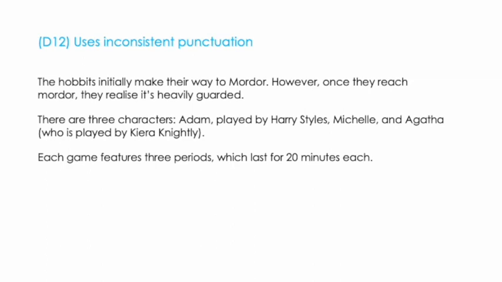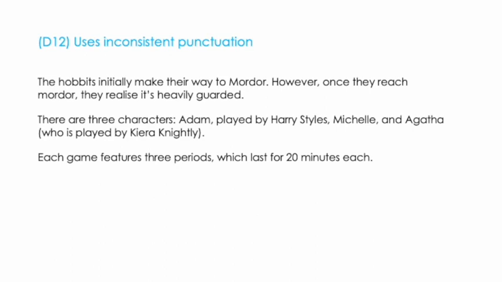The first one reads, the hobbits initially make their way to Mordor. However, once they reach Mordor, they realise it's heavily guarded. The inconsistency in this case is the use of a capital letter for Mordor, suggesting it's a proper noun, but then in the next sentence, not using a capital letter. If you're going to suggest that something is a proper noun, then you need to be consistent in your delivery of that noun for the rest of your writing.